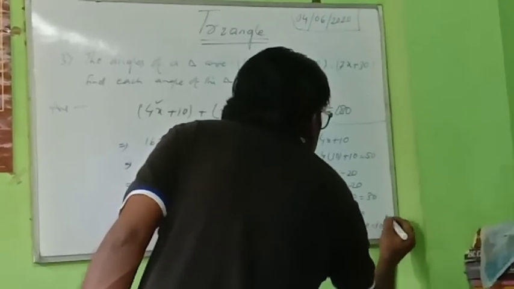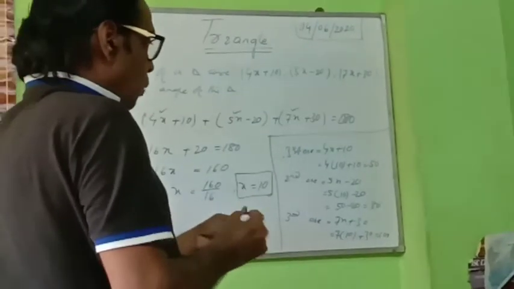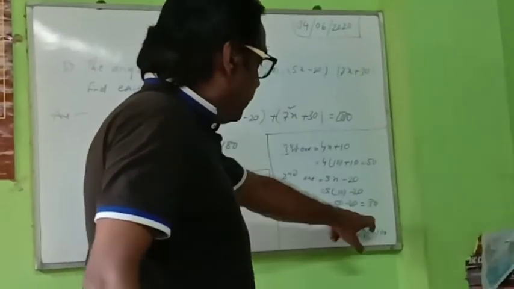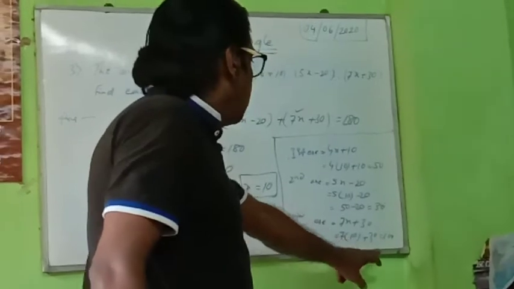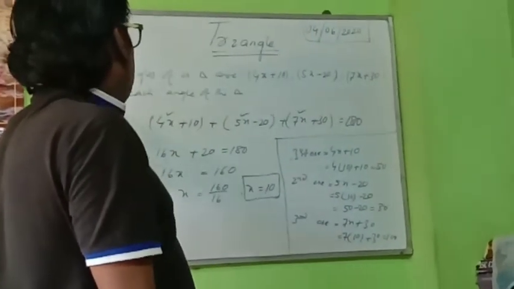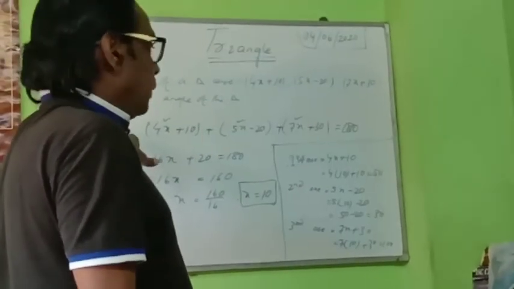100 degree. Therefore, angles of the triangle are one is 50 degree, second one is 30 degree, and third one is 100 degree. This is the way of solving the angles of a triangle. Okay, let us go next number.